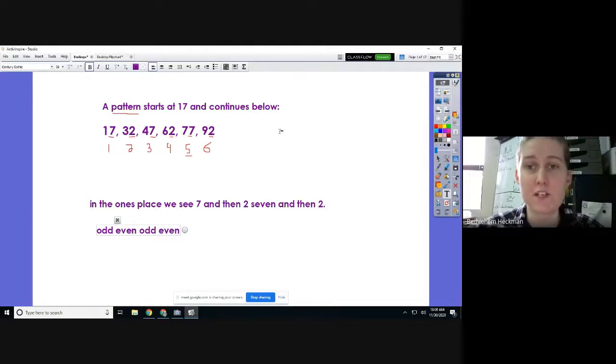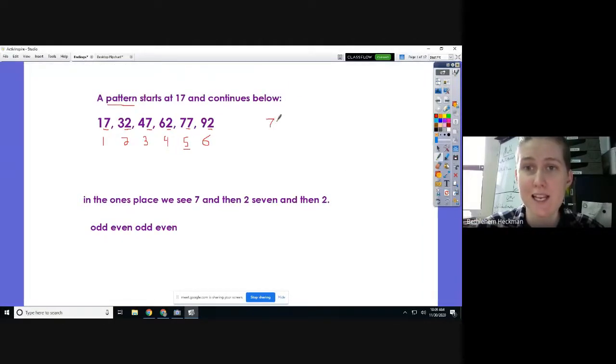Again, if we wanted to go out to a really large number, like the 72nd number in the pattern, we could say, well, it's an even number, so it's going to be an even number ending in 2. So we can say that the 72nd number in the pattern, even without counting up to that number, is going to be an even number.